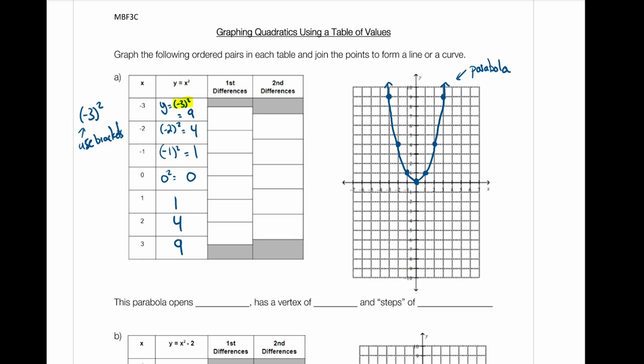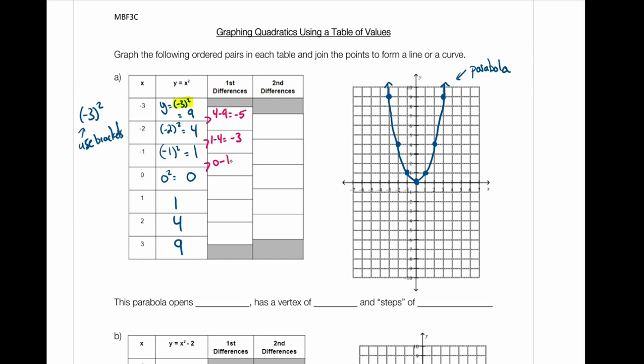Going back to our table of values, it also has columns for our first and second differences. So when we're calculating these, this is where we do the bottom minus the top. So in this case, 4 minus 9, we have -5. You could also think of it as the change in y. What are the y values changing by as we go from one to the other? In this case, they go down by 5. In the next one, 1 minus 4 is -3, so we go down by 3.